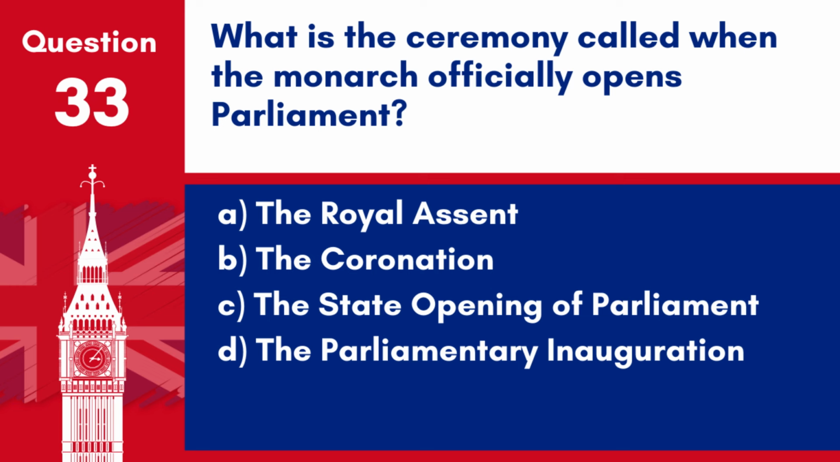Question 33. What is the ceremony called when the monarch officially opens Parliament? A. The Royal Assent. B. The Coronation. C. The State Opening of Parliament. D. The Parliamentary Inauguration. Answer. C. The State Opening of Parliament. This ceremony marks the formal start of the parliamentary year and includes the Queen's speech.